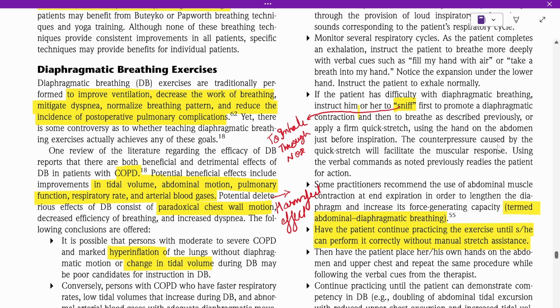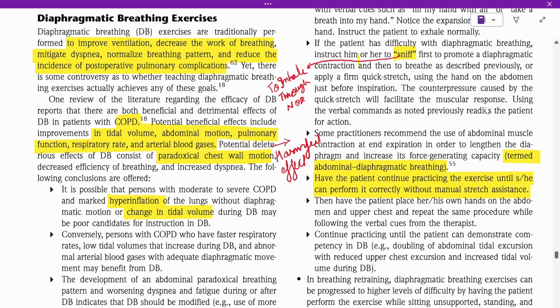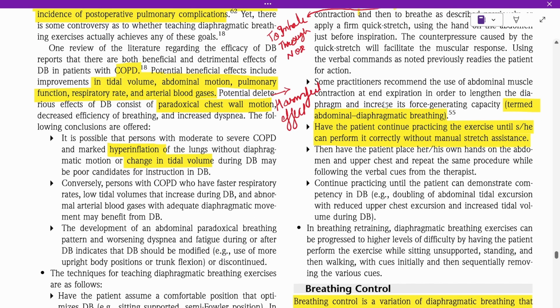The counter pressure caused by the quick stretch will facilitate the muscular response. Using the verbal commands as noted previously readies the patient for action. Some practitioners recommend the use of abdominal muscle contraction at end expiration in order to lengthen the diaphragm and increase the force generating capacity, termed abdominal diaphragmatic breathing.